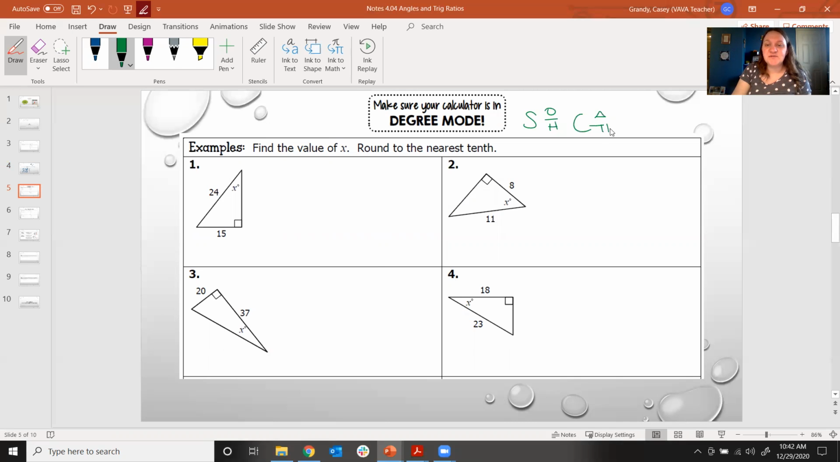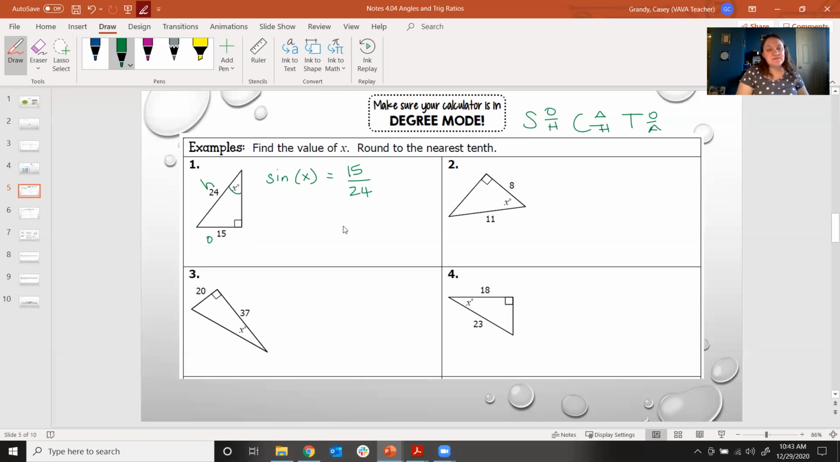Okay, we're still using SOHCAHTOA. We're still putting an arc on the angle. This time it's just X. And we're going to label the sides that are given either O, H, or A. So 24, here's my hypotenuse. 15 is opposite. So I would want to know, well, O and H. That means we're using sine. So this will say the sine of my angle equals the opposite over the hypotenuse.